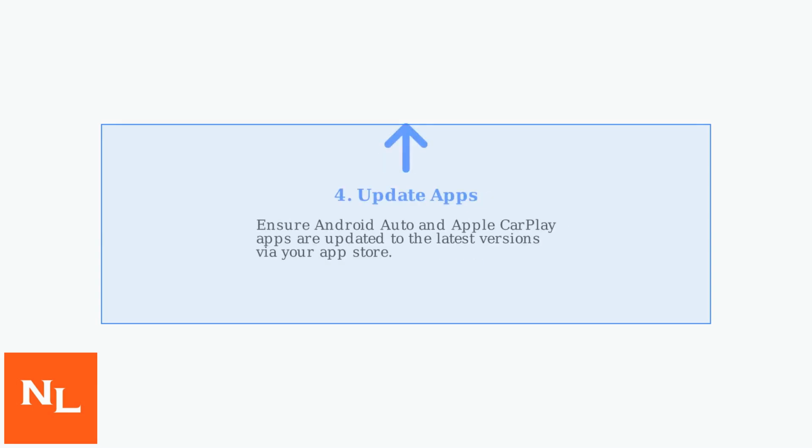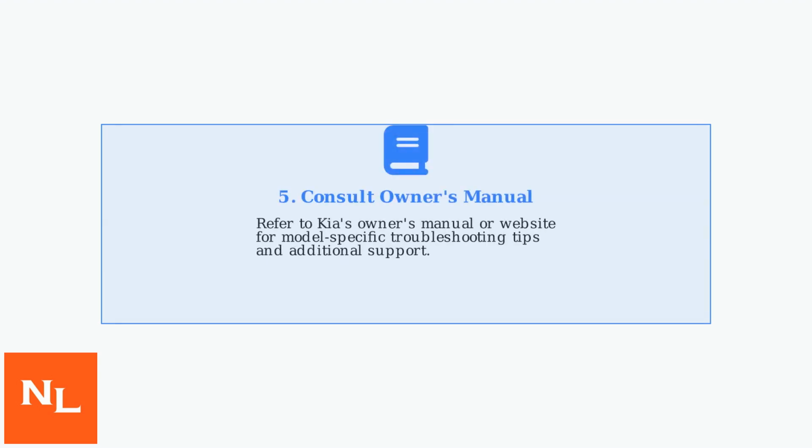Make sure both the Android Auto and Apple CarPlay apps on your smartphone are updated to their latest versions. Check your App Store for available updates, as newer versions often include bug fixes for connectivity issues. Finally, consult your Kia Owner's Manual or visit the official Kia website for detailed troubleshooting guides specific to your Ceed III model year and trim level. They often include diagrams and step-by-step instructions for common issues.